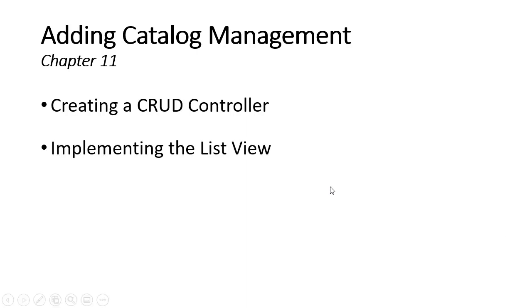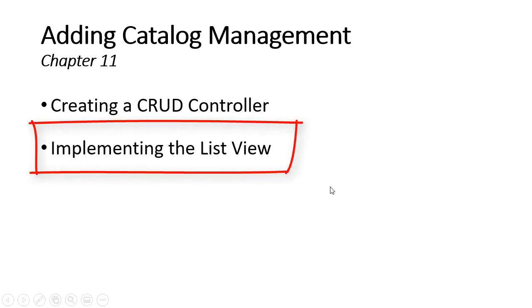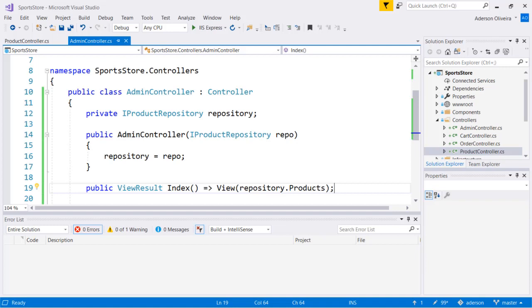Now, our next step is to implement the list view that will show all products. So we will be able to edit the product, add a new product, or delete existing products. So let's go back to our code and create the view now.